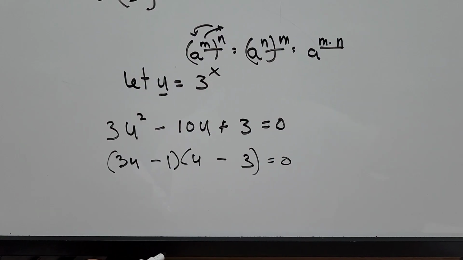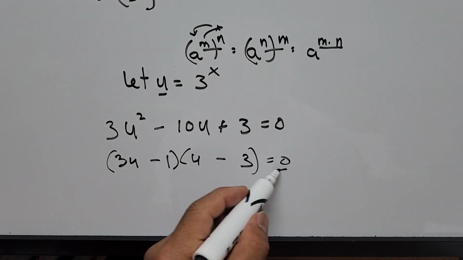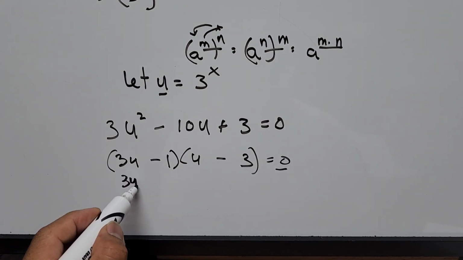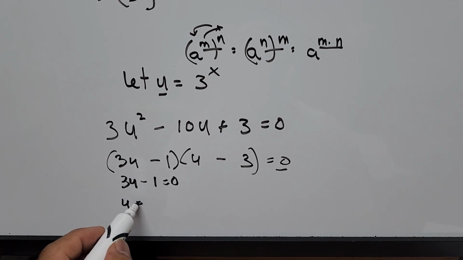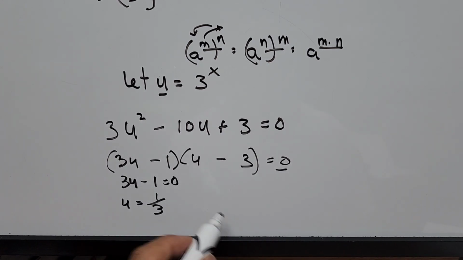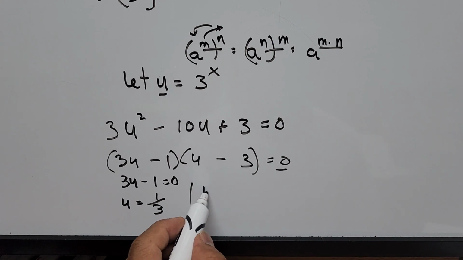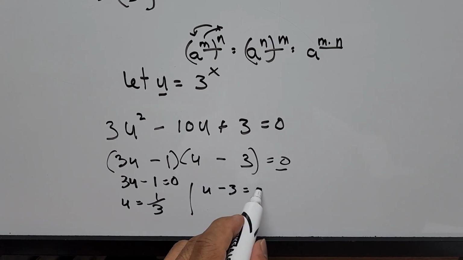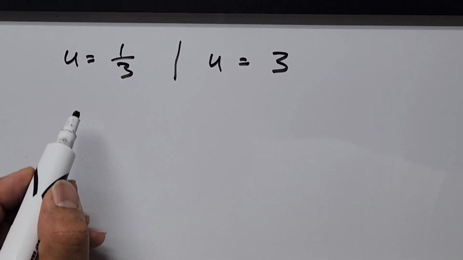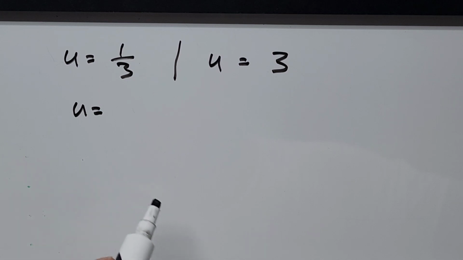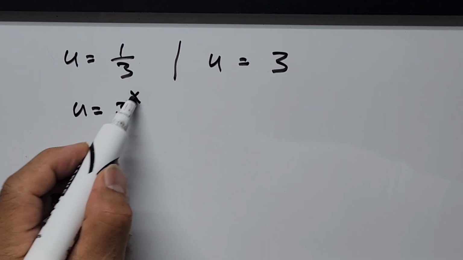Okay, so equating both factors to 0, we have 3u minus 1 equals 0. So here, u is equal to 1/3. And on the other side, u minus 3 equals 0, so u is equal to positive 3. Recall that u is just a substituted variable that is equal to 3 to the power of x.